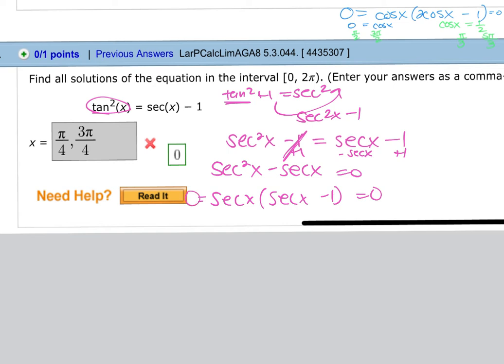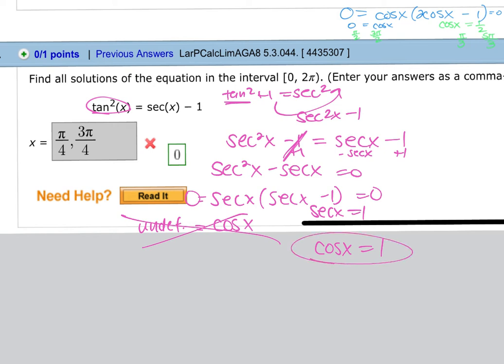Split and solve. So if secant is 0, then cosine would be what? What happens when you flip 0? Undefined. And then secant being 1 means cosine would be 1. Reciprocal of 1 is still 1. So think about your unit circle. Is there anywhere on your unit circle where cosine is undefined? No. So this you ignore. It's not possible. It's like an extraneous root. But this you got to figure out.